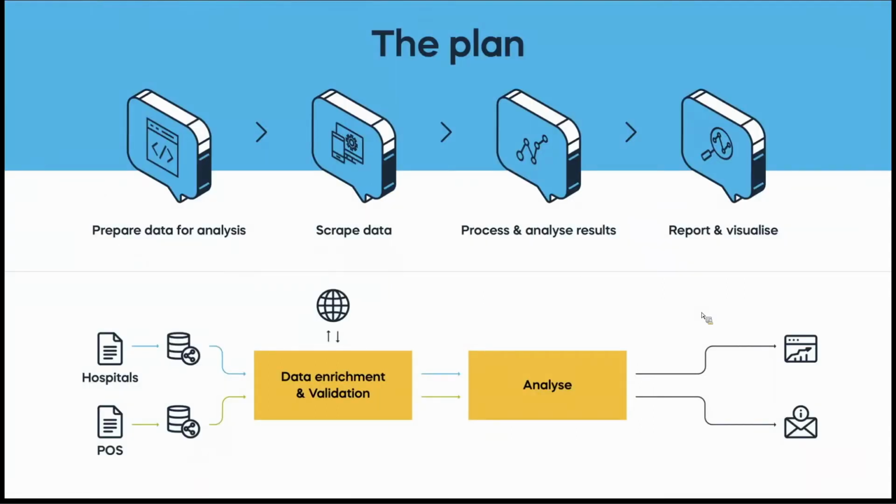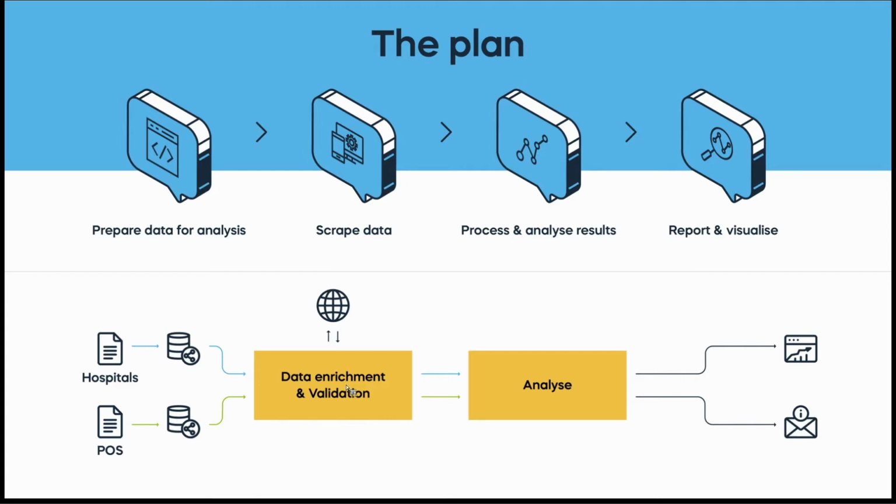So just to expand on the previous slide, you can see at the bottom here, this is essentially the process that we're going to go through for this project. So we'll start with the 2 raw files, hospitals and points of sale, and we'll do all the necessary data prep work that we need to do on them. And then once we're happy with those files, we go into what we call the data enrichment stage. So this is the point at which the web scraping happens. So we'll be able to get all the latitude and longitude information, addresses, and any other kind of additional information that might be helpful for this analysis.